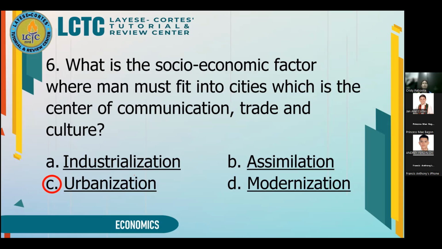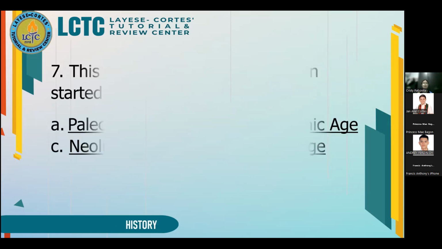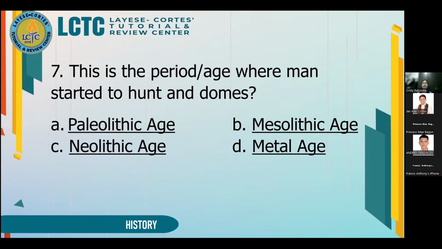So you must be familiar with that one. Okay, so next, number 7, history. So this is the period or age where man started to hunt and domes. Is it A, Paleolithic, B, Mesolithic, C, Neolithic, or D, Metal Age, Stone Age? What do you think? To hunt, started to hunt. Naghunting na sila. And somehow they live on domes or caves. What do you think? Paleolithic age, hunting.